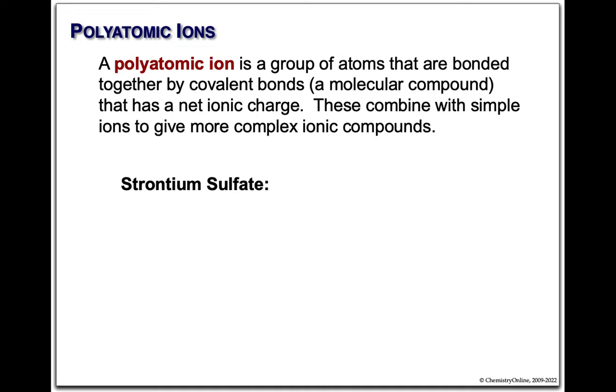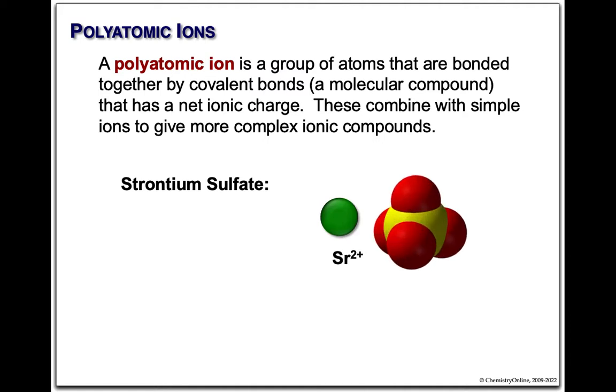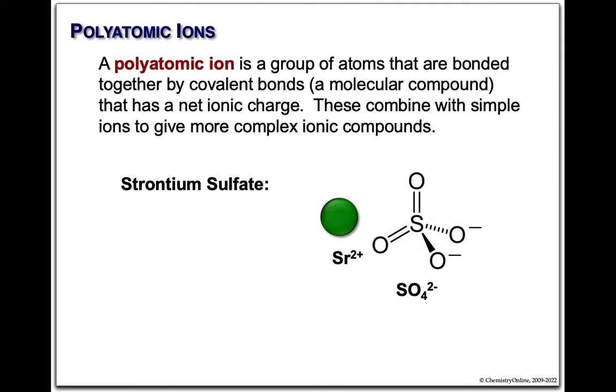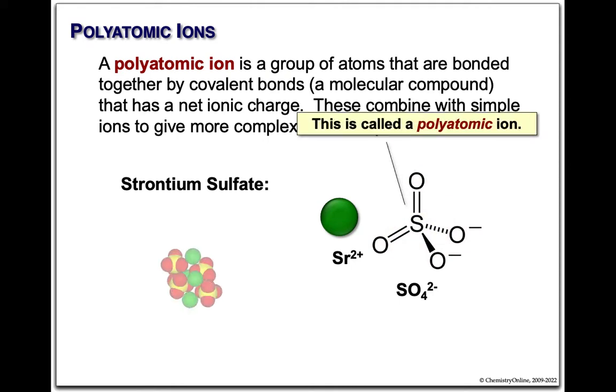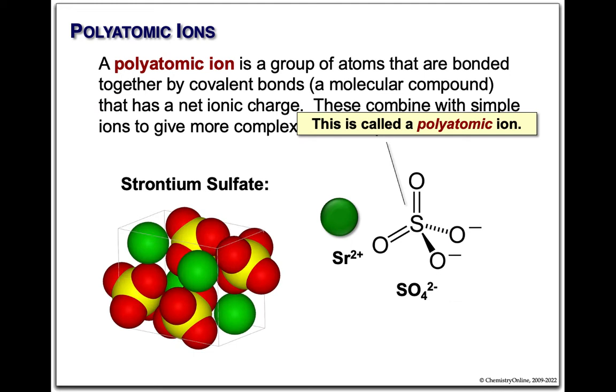Strontium sulfate is the example we're going to look at. Strontium is right here in group 2. It's a +2. This is sulfate. This is 1 sulfur and 4 oxygens. This entire complex has a -2 charge. If you look at the bonding here, this sulfur has 2, 4, 6, 8, 10, 12 electrons around it. It's busy.